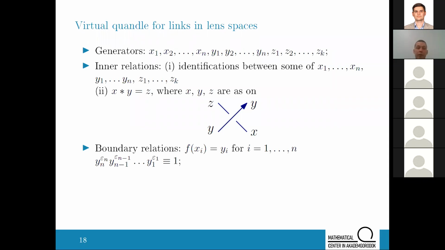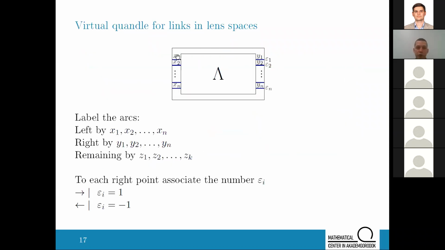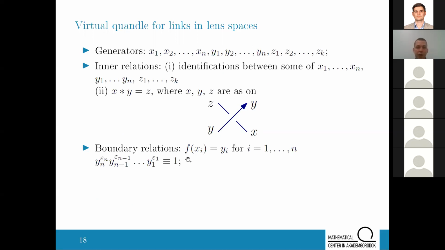Then we have a group of boundary relations. It includes n relations and one special relation, which I'll explain later. What are boundary relations? Remember that points on the left are x1, x2, and xn. Points on the right, y1, y2, yn. We say that f of xi is equal to yi, for i equal to 1, and so on, n. And we add one more relation, which looks a bit specific. You see, there's some special sign. I will explain it later.